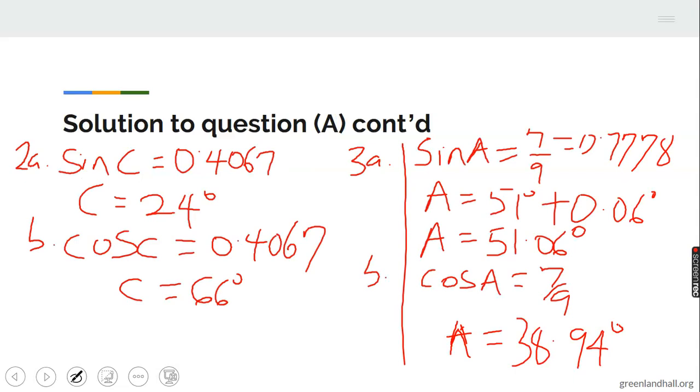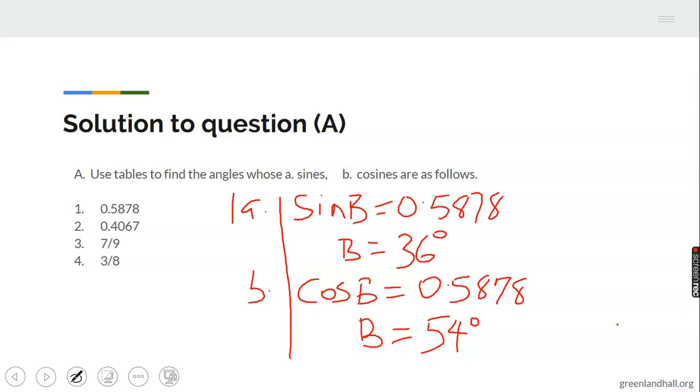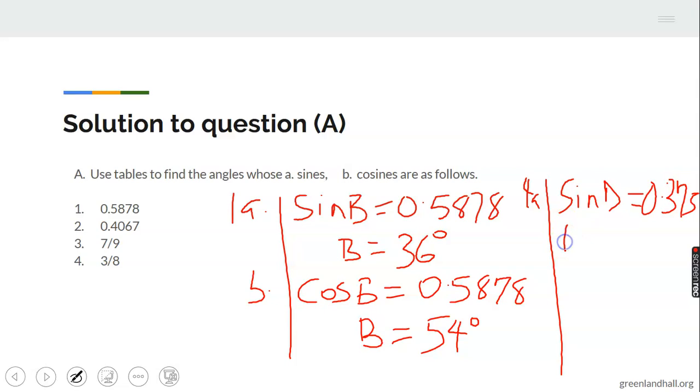Now, the other one is 3/8. Oh, how am I going to do that? There's no space here any longer. Okay, just permit me to do it here. This is question 4a. The sine of, I'm using D now, 3/8 is 0.375. If I look for it, I'm going to see 0.3746, not 0.3750, and that is under 21 degrees.